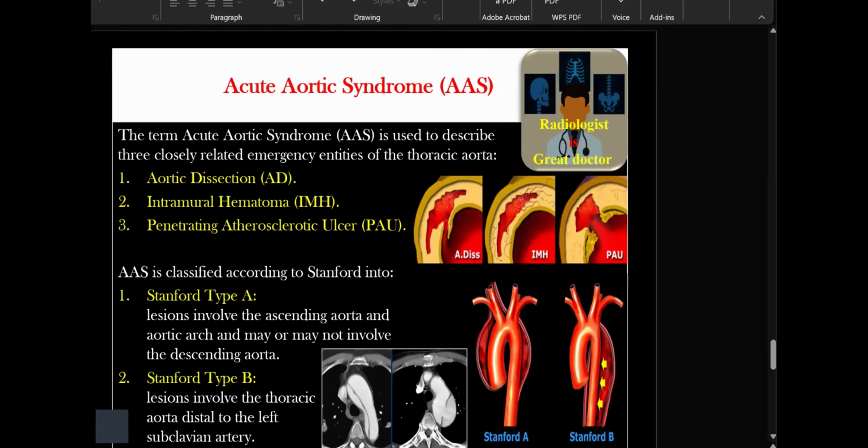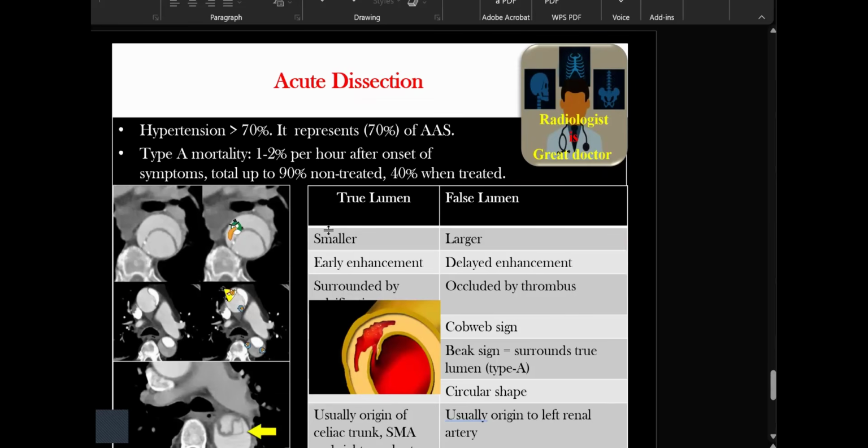management medical if non-complicated. If complicated, like in this case, it's surgical again, cardiovascular surgery. Very important question here: how to differentiate between false and true lumen?